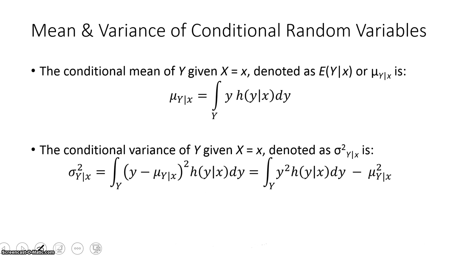Now I can also define the mean and variance of my conditional random variables. I can find the mean of y given x by integrating over all the values of y times my conditional distribution of y given x. And I can find my conditional variance by integrating over all of my values of y minus the mean of y given x squared times my conditional distribution of y given x. Or I can use the shortcut formula.